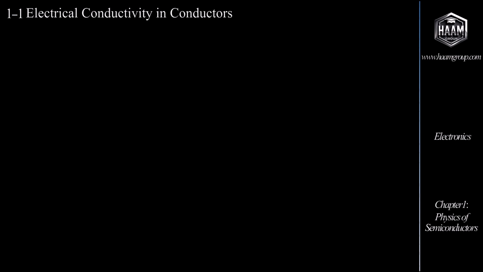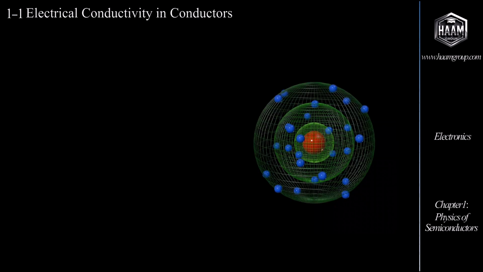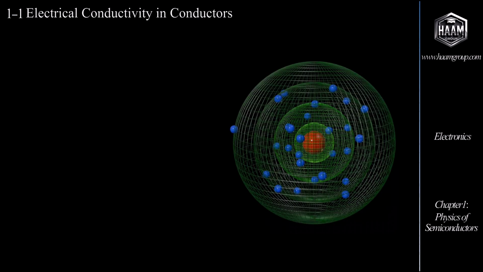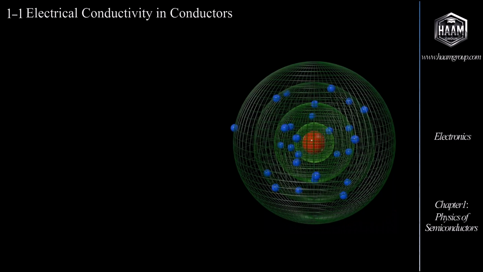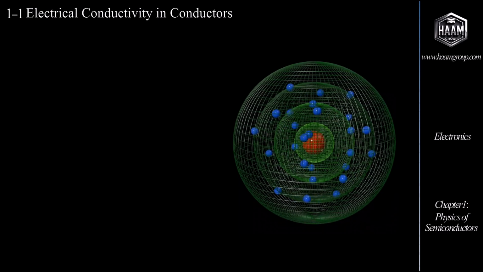To examine this, let's take a brief look at the atomic structure of materials. According to the simple Bohr model, an atom consists of a nucleus containing neutrons and positively charged protons, shown here in red in the diagram of the atomic nucleus. Electrons occupy discrete shells surrounding the nucleus. For example, in a copper atom, the first shell contains 2 electrons, the second shell contains 8 electrons, the third shell contains 18 electrons, and finally the outermost shell contains 1 electron.